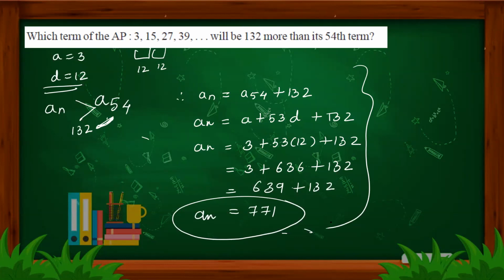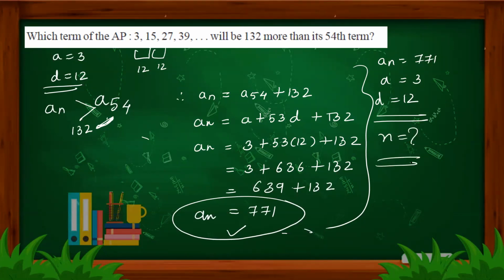Now, as we have got an, we can also calculate which number of term 771 is. So an is equal to 771. A, we know A is equal to 3. D is equal to 12. Putting in the general form, you can calculate the n. So which number of term is 771? You can find that also as well, right?